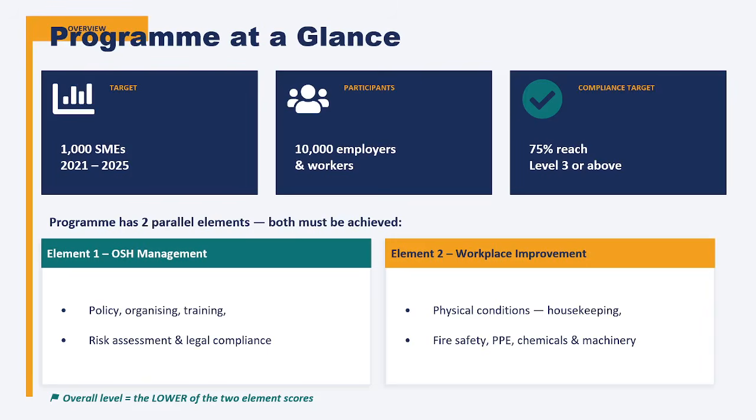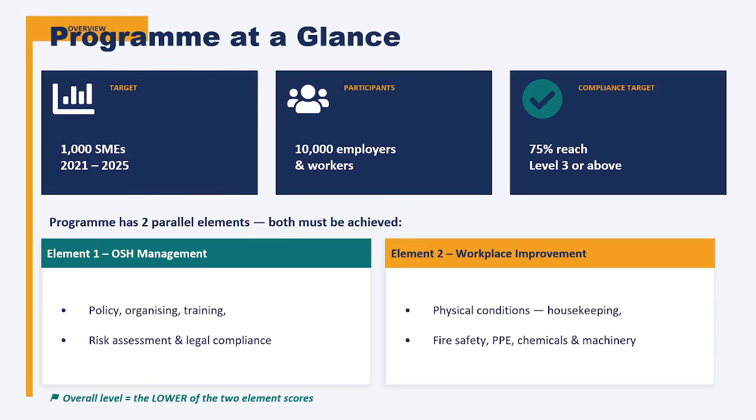Element 1 is OSH management. This covers the management side. Do you have a safety policy? Do you have a safety committee? Have you done risk assessments? Is someone responsible for OSH? Element 2 is workplace improvement. This covers the physical conditions. Is your workplace clean and organized? Do you have fire extinguishers? Do you have PPE? Are your chemicals properly stored and labeled?